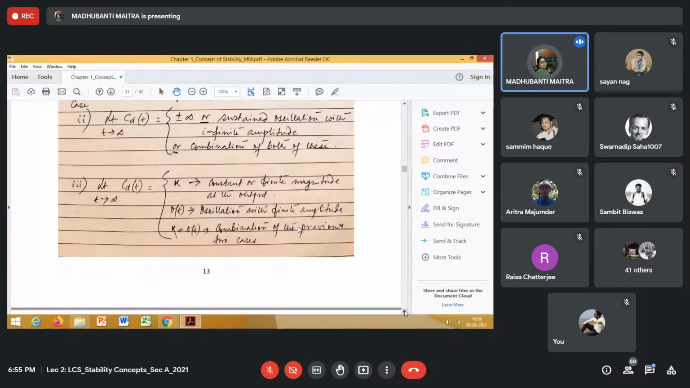And the third case is the output response, because of the disturbing force, will be a constant or finite magnitude, like a steady DC, or will observe sustained oscillation at the output of the system with finite amplitude, right? Or any combination of this. That means a DC, and on that, an undamped oscillation will be superposed.